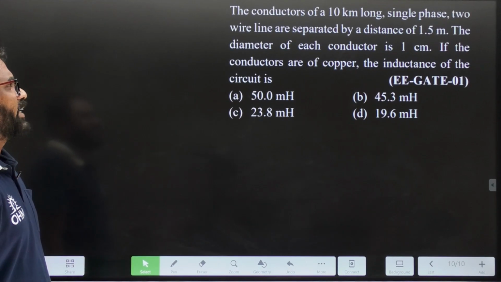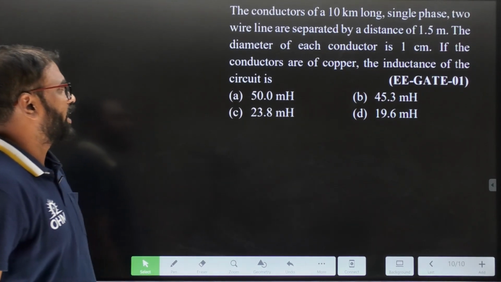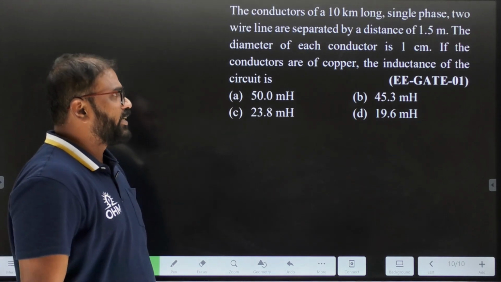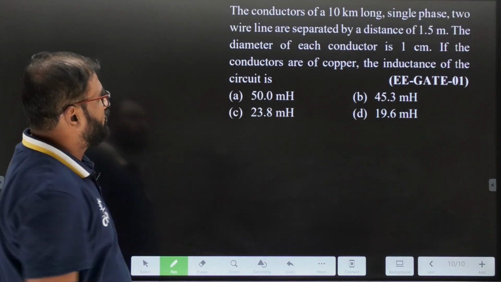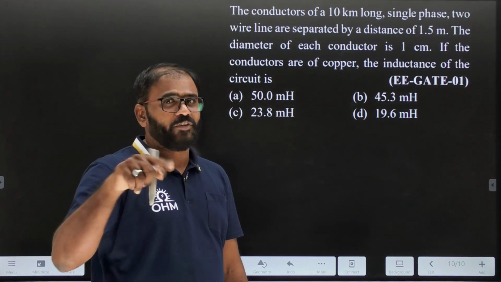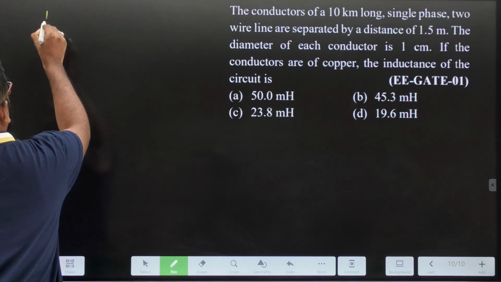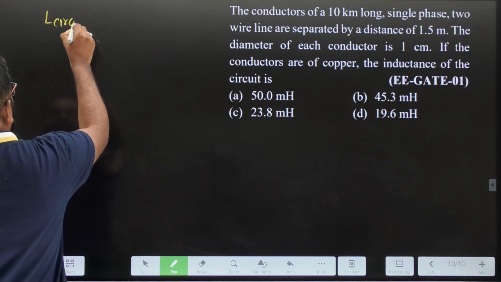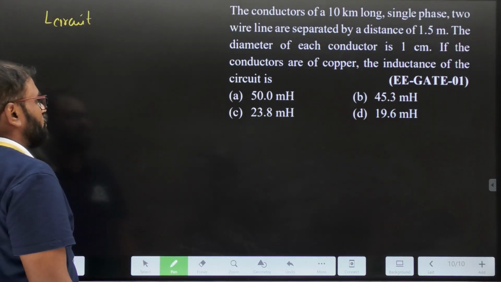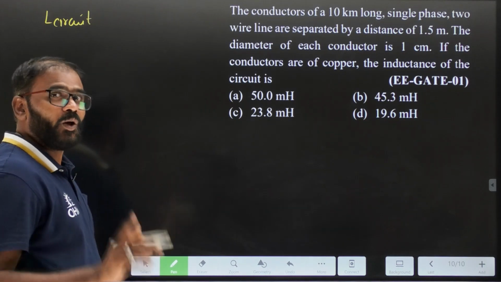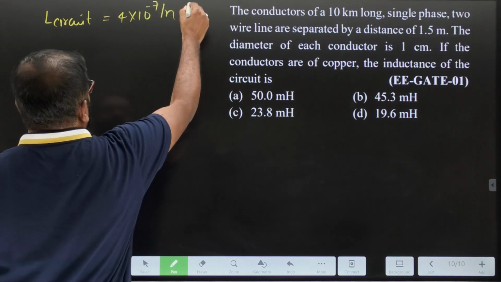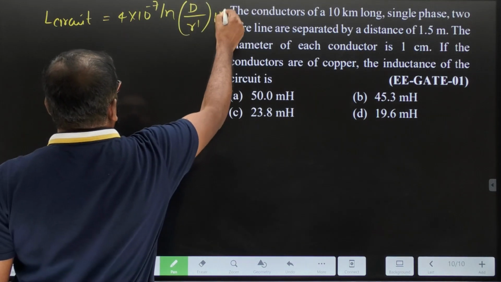See, in this question, the conductors of a 10 kilometer long single phase 2-wire line are separated by a distance of 1.5 meters. The diameter of each conductor is 1 centimeter. If the conductors are copper, the inductance of the circuit is, see, inductance of a single phase circuit, not single phase line. That's why what is the formula? For circuit inductance, L circuit. Sometimes he may ask you what is the total inductance of a single phase transmission line. Circuit inductance, total inductance, loop inductance, always same. That is 4 into 10 power minus 7 ln of d by r dash Henry per meter.